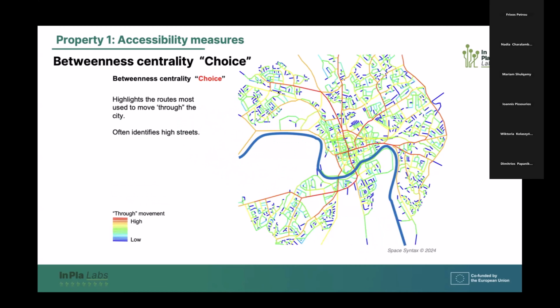And this is the second accessibility measure, which is betweenness or choice. As I explained before, it highlights the routes that are most used to move through the city. It often identifies high streets.